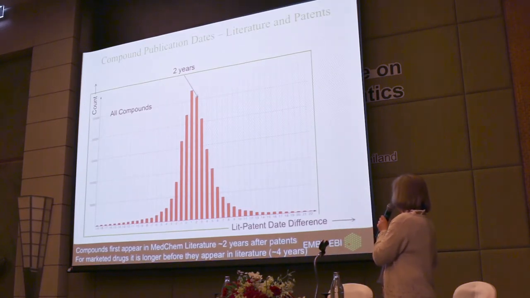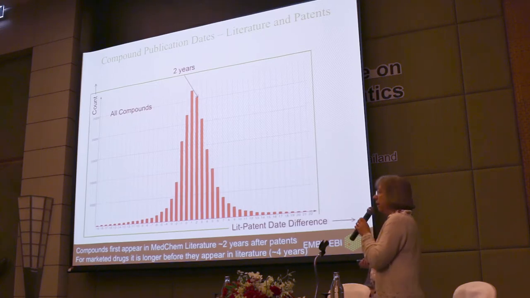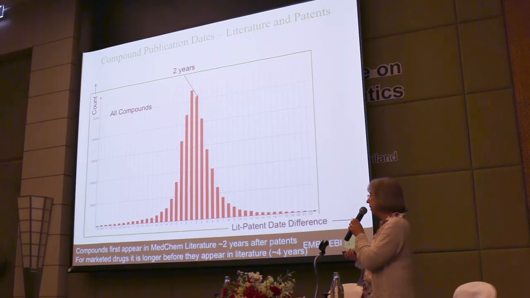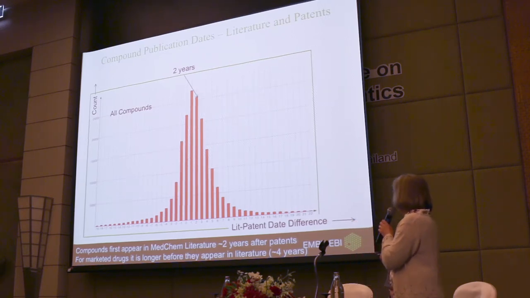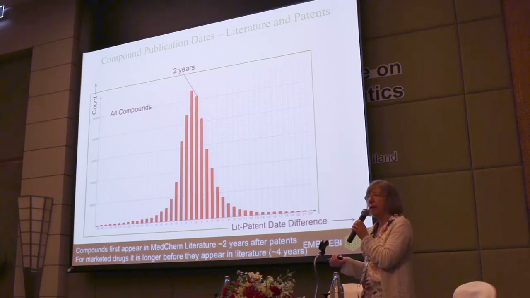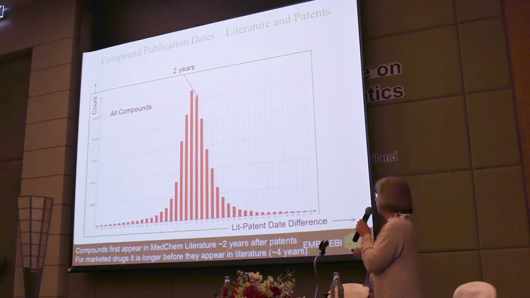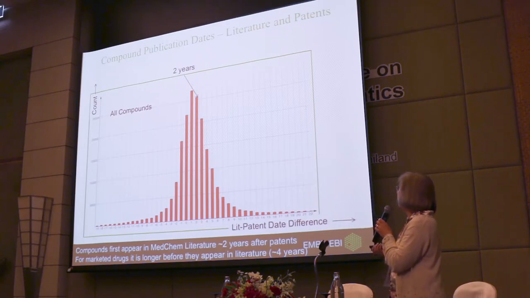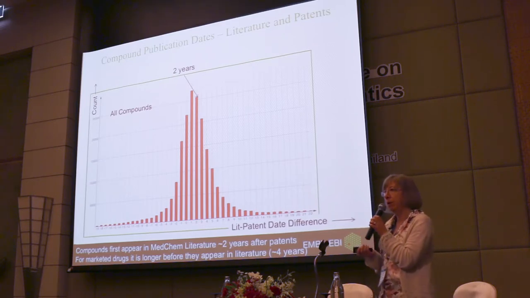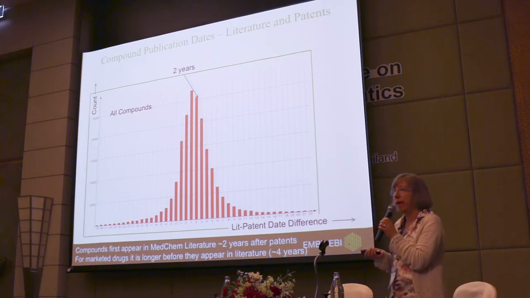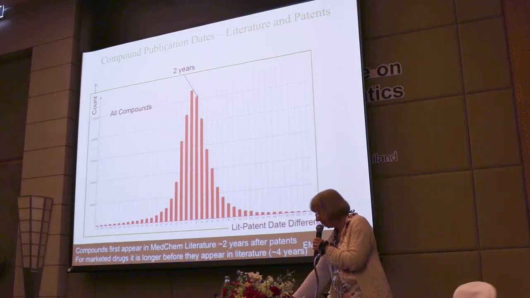One other thing that we've been quite interested in trying to understand is the value of the data in the SureChEMBL database and ChEMBL. One thing we were interested in was when compounds first appear in the literature relative to when they first appear in the patents. If you take all that overlap of the compounds that appear in ChEMBL and SureChEMBL, you can see that basically there's a 2-year average difference in the time that it appears.